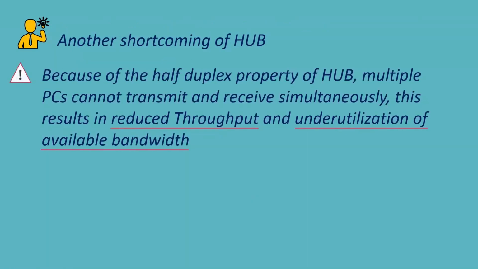Now, because of this, think about it. All three PCs have the capability to transmit simultaneously, but the Ethernet hub does not allow them to do it. And because of this, the transmission speed and the throughput get reduced. Whatever the available bandwidth was, whatever speed the cable could support, it is not able to utilize it. Bandwidth is wasted. So this is the second drawback of the hub.